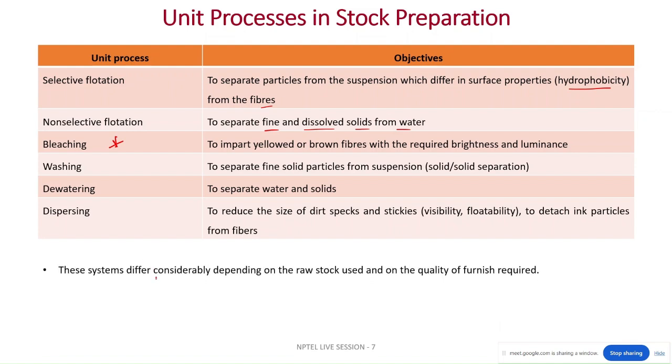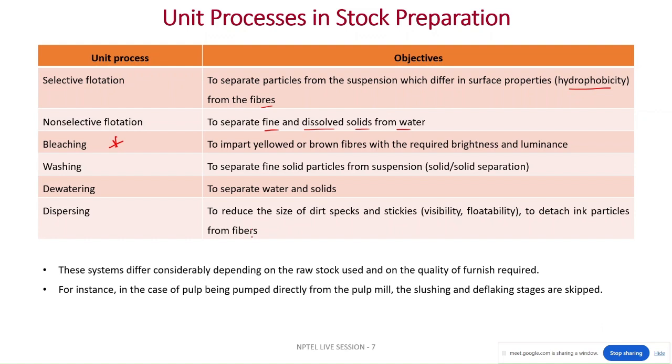This system obviously differs considerably depending on the raw stock used and on the quality of furnish required. For instance, in the case of pulp being pumped directly from the pulp mill, the slashing and deflaking stage will not be required. Okay, so depending on the situation, this whole lot of unit operations are present, but which are to be used in that particular situation should be selectively chosen.